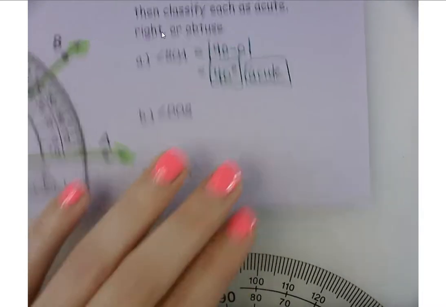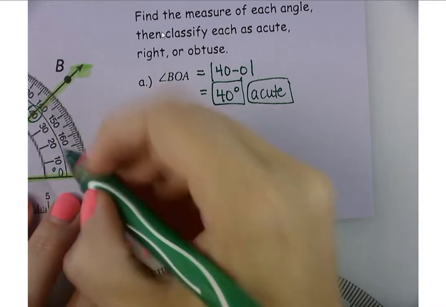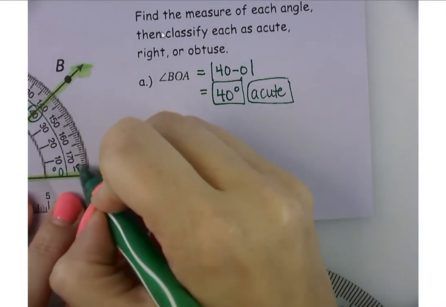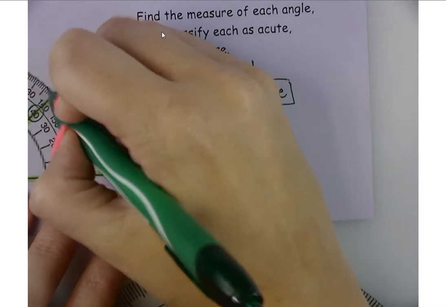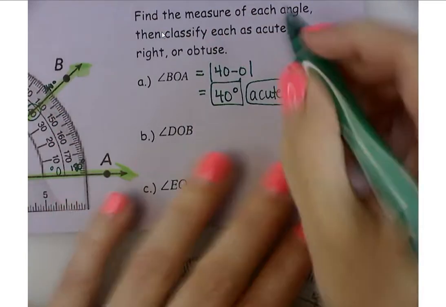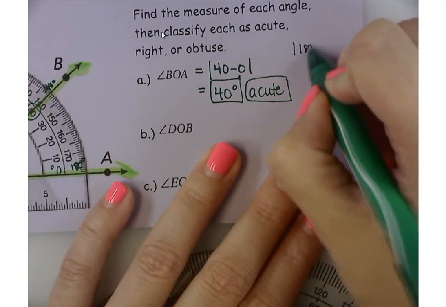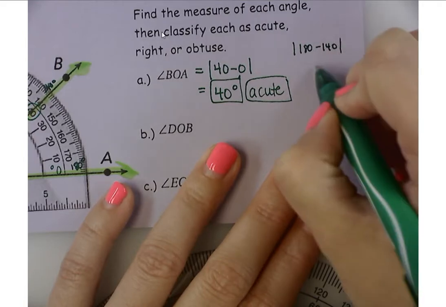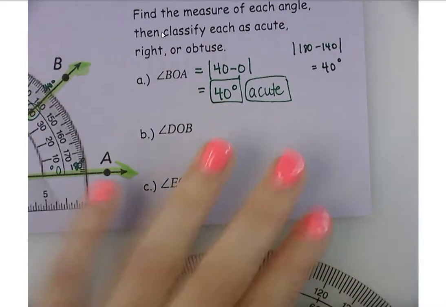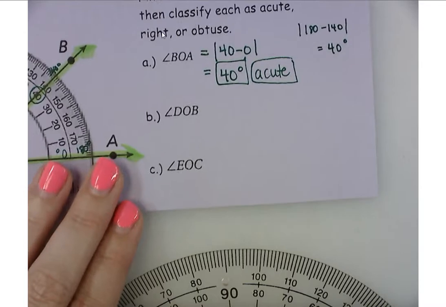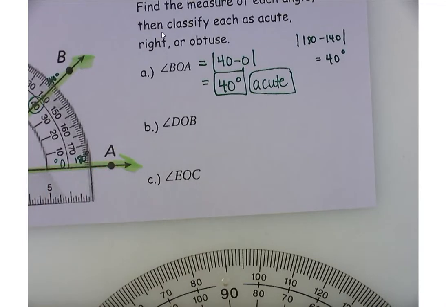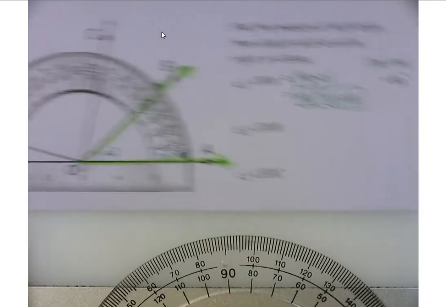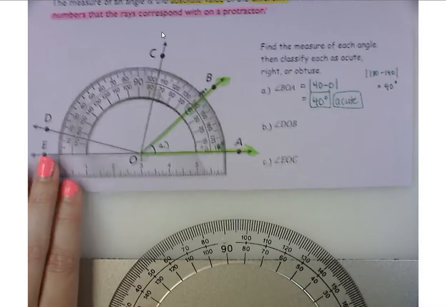Now you could also use the top row. So the top row, this would be 180, this would be 140, and you could also do 180 minus 140, which again would give you 40 degrees. So you can pick which one you'd like to choose. Now I want you to do the same thing for B and C.